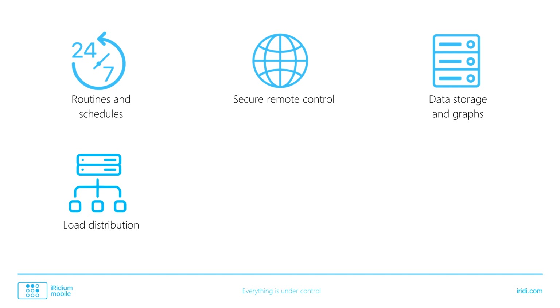Dividing connection load. For example, equipment supports only one connection, and only the server is connected to it, and the number of panels that are connected to the server is not limited.